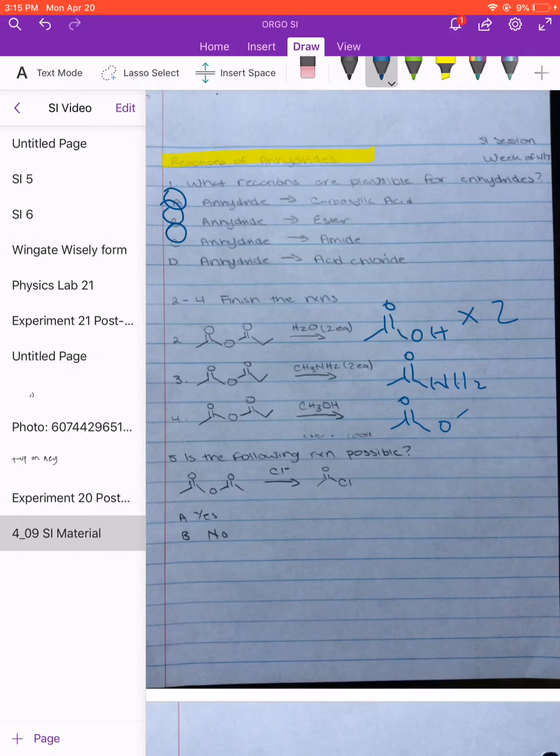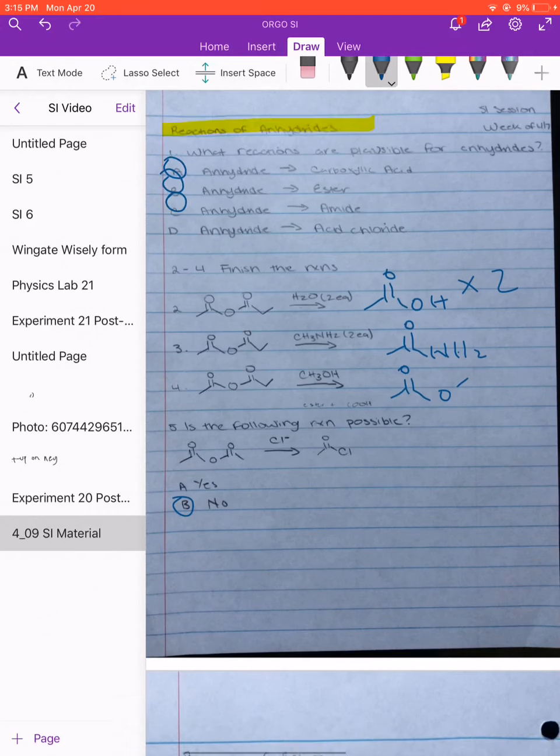Great. So now, is the following reaction possible? Here we have an anhydride being reacted with an ion of chlorine and forming an acid chloride. So that is not possible. So let's keep on going.